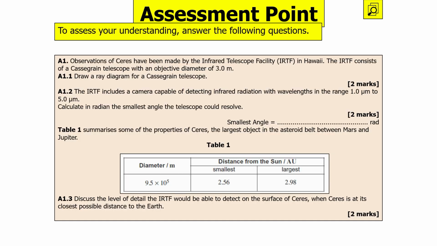The next question says the observations of Ceres have been made by the Infrared Telescope Facility in Hawaii. The IRTF consists of a Cassegrain telescope with an objective diameter of 3 meters. Draw a ray diagram for a Cassegrain telescope.